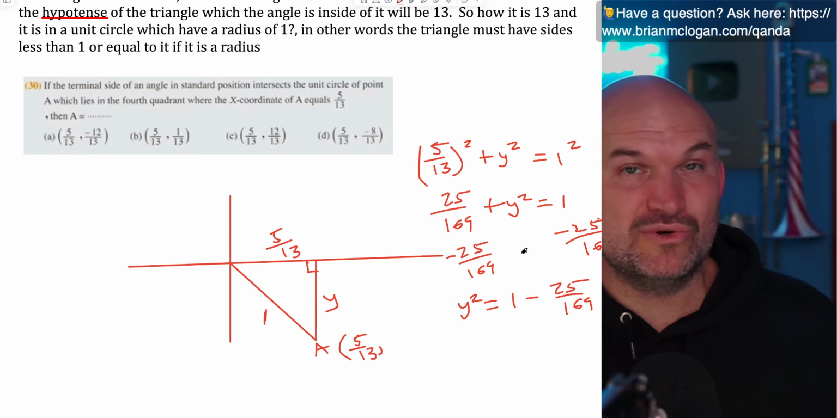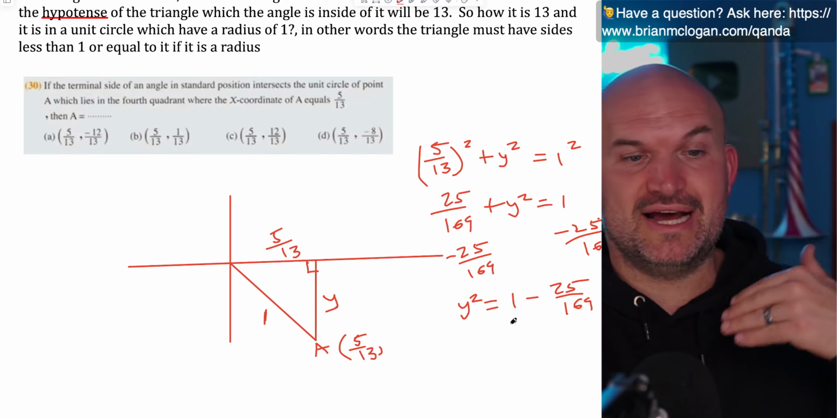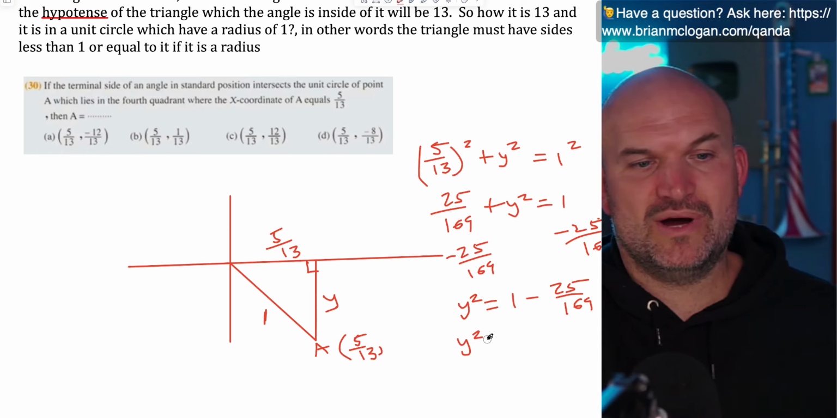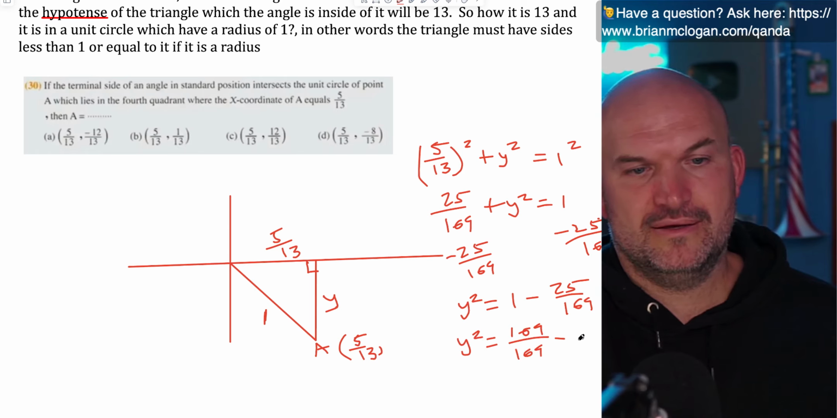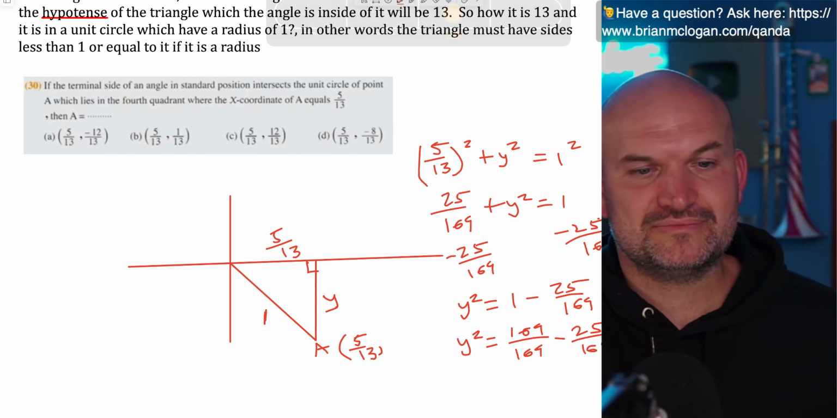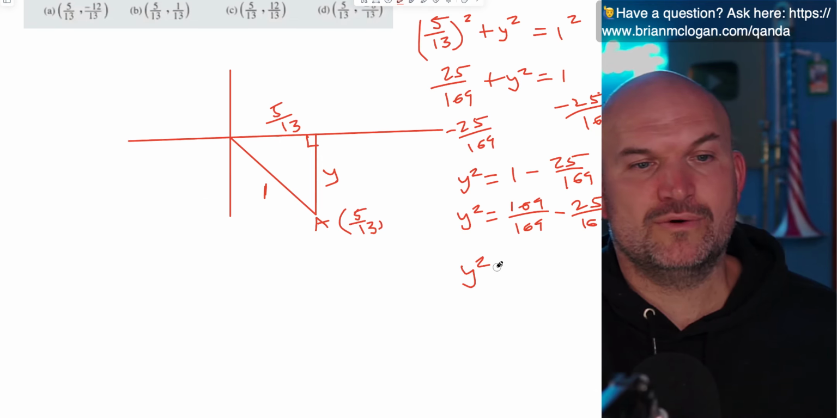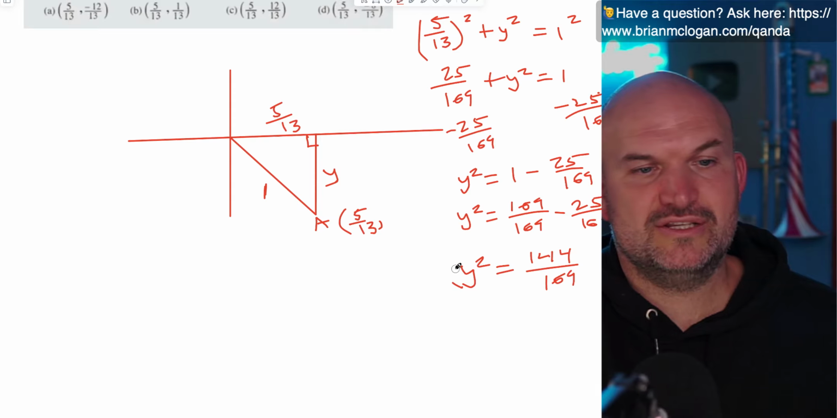A lot of times this will confuse students, but just remember, guys, you can always rewrite 1 as 169/169. So y squared equals 169/169 minus 25/169. I can subtract that to be 144. So y squared equals 144/169.